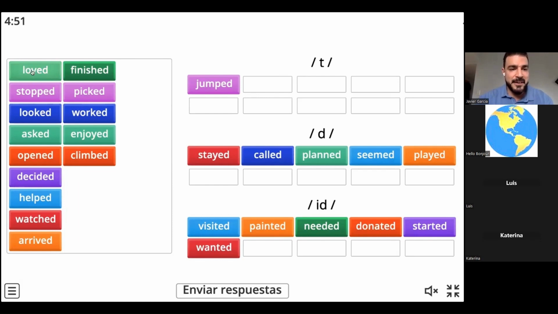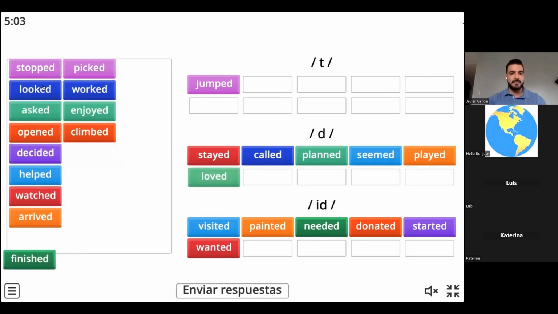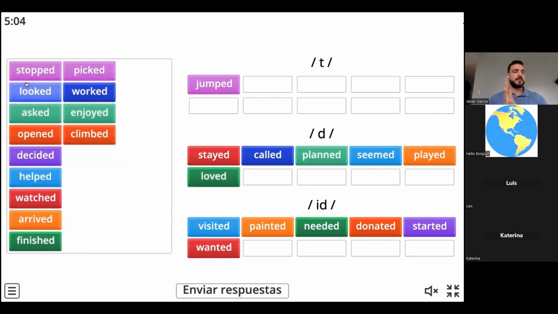So loved. Loved has what? An E at the end, but it has a V sound. So since it has a V sound and it doesn't follow the rules of the T sound or the ID, where do we put it? Loved. The D, right? Loved. All right, so now help me with this one. It has a P. So let's pronounce the word in the present tense. Stop. And now we just put it in the past tense. Stop. Where do I put it?